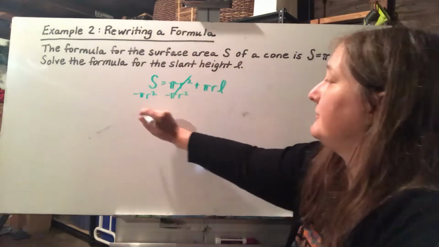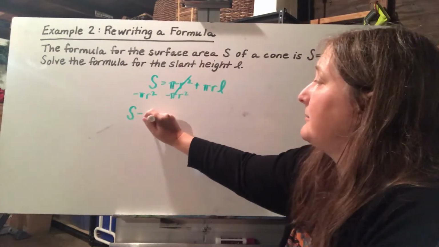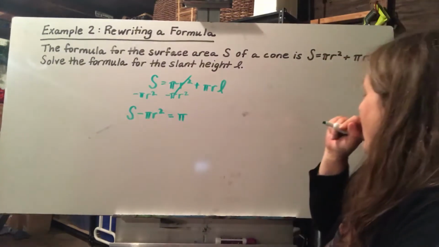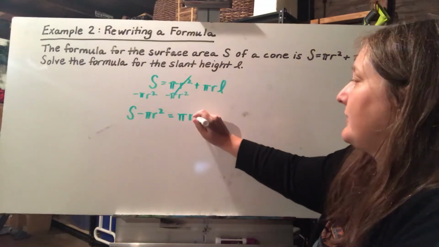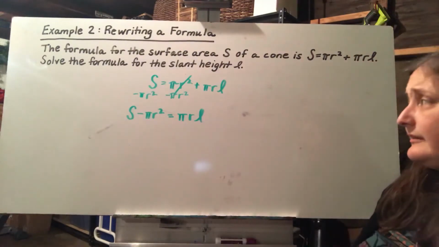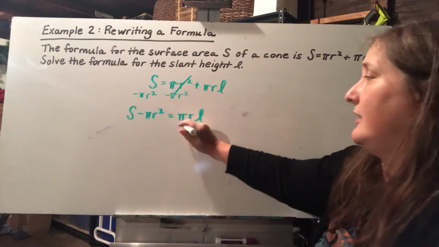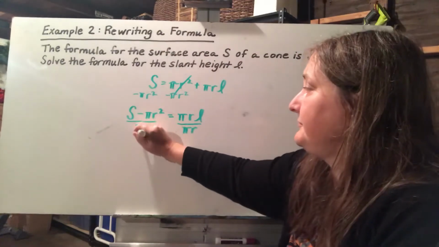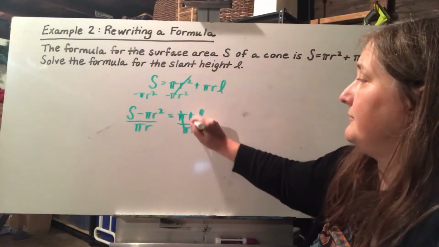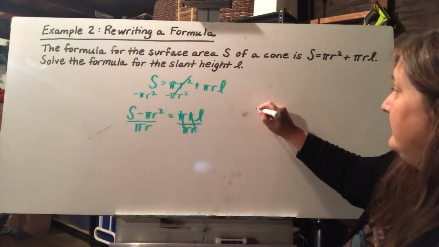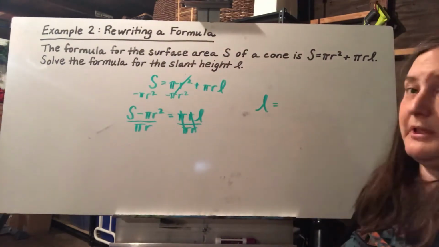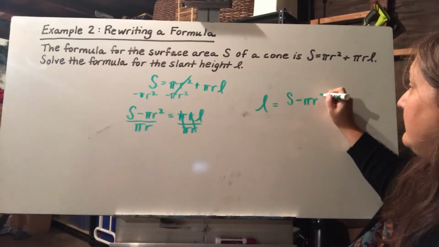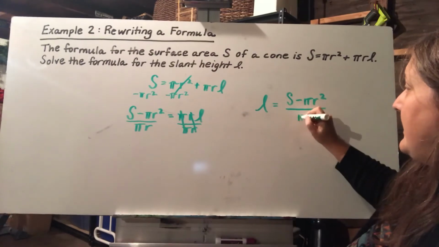So here it cancels out, and now I have s minus pi r squared equals pi, excuse me, r times the slant height. The next thing I'm going to do to get the slant height by itself is divide each side by pi times radius. And these will cancel out. So for my slant height, my formula is the total surface area minus pi r squared, divided by pi times r.